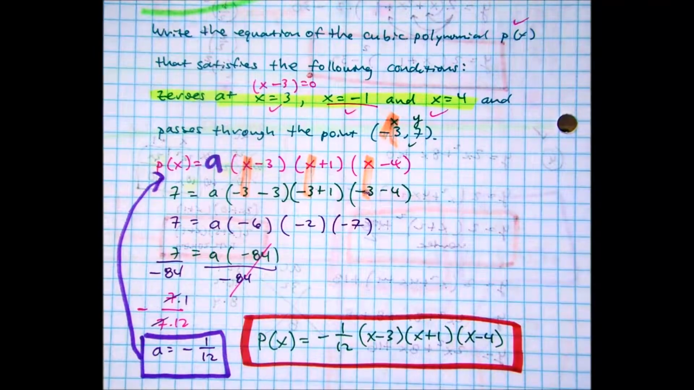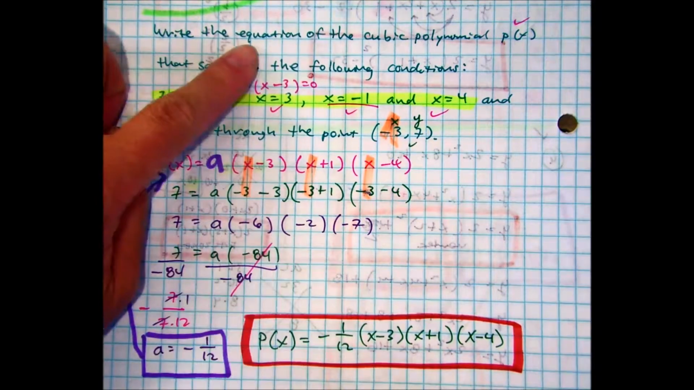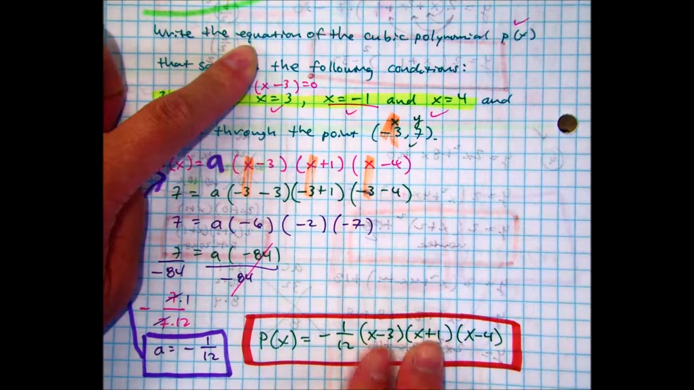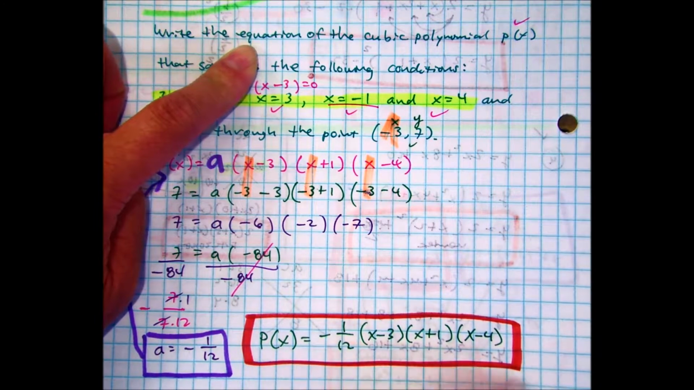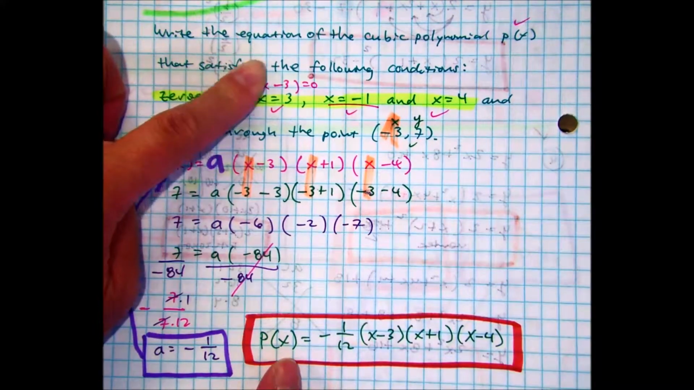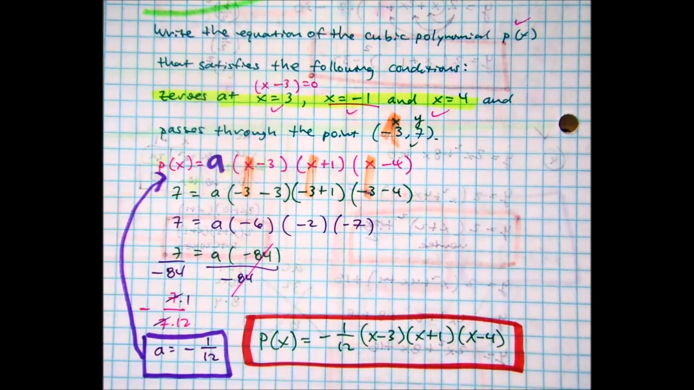If they wanted me to write a very specific one, write the equation in standard form, then there you can just multiply your binomials, right? And then combine like terms. But this is just the easiest way. So it says write an equation. I used factored form.